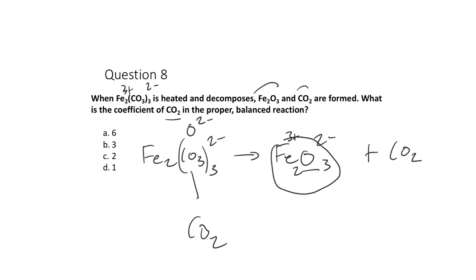So we've just gone from having an FeCO3 to an FeO3, and then for CO2 here, we're going to need 3 in front of CO2 to put everything into balance. And so 2 irons, 3 oxygens here, the other 6 oxygens here, and then our 3 carbons. So the coefficient in front of CO2 should be 3.